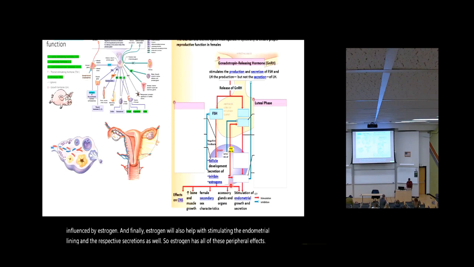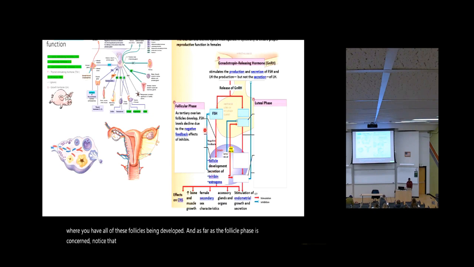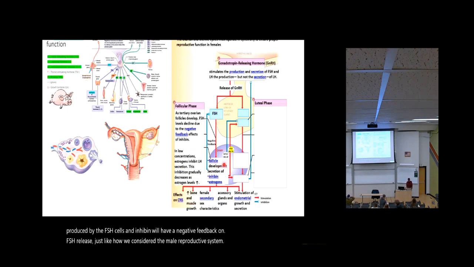Now notice that estrogen can also play a role in the follicular phase, right? The follicular phase is where you have all of these follicles being developed, and as far as the follicular phase is concerned, notice that the FSH level is going to slightly drop because inhibin is also being produced by the follicle cells, and inhibin will have a negative feedback on the FSH release, just like how we considered in the male reproductive system. And we find that the release of LH, or the luteinizing hormone, is going to be mediated by estrogen.